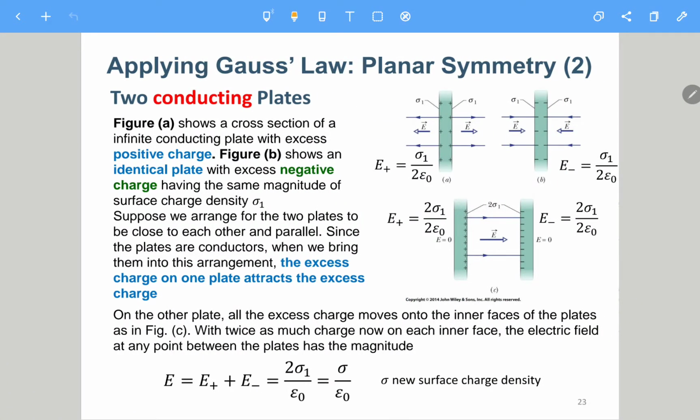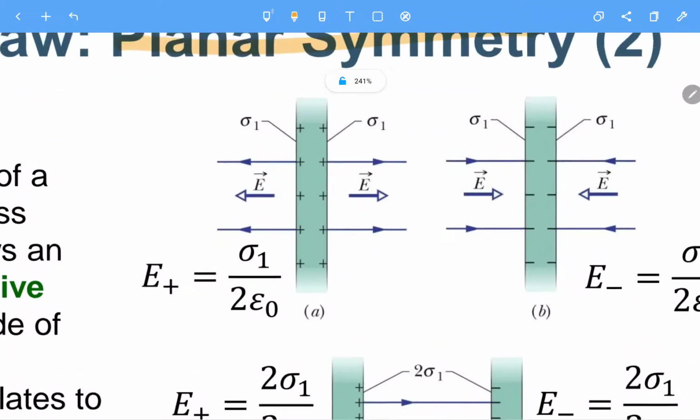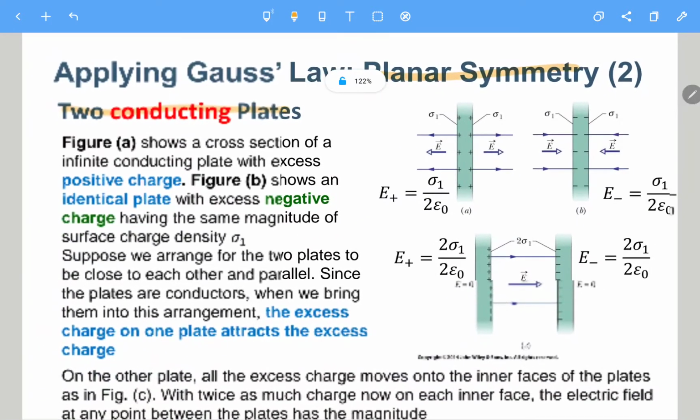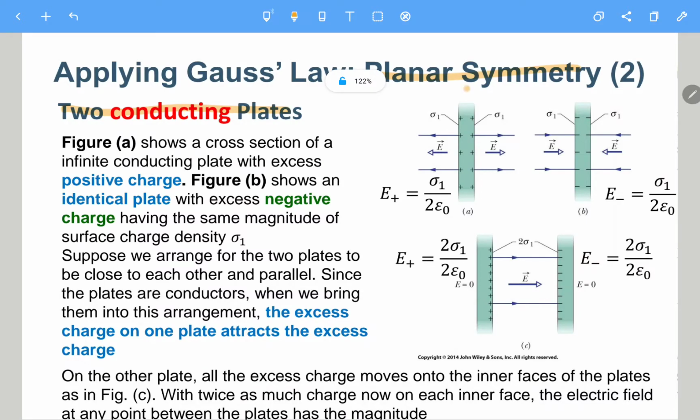So next, if we have more than one planar plate, two conducting plates here, what will it look like? Suppose we have this one first. You just ignore the other one first. So we have a conducting plate with a positive charge. The charge will be distributed on the surface, not inside. So half of the charge will be on the left side, half of the charge will be on the right side. And this is infinitely large, so that it goes to infinity.